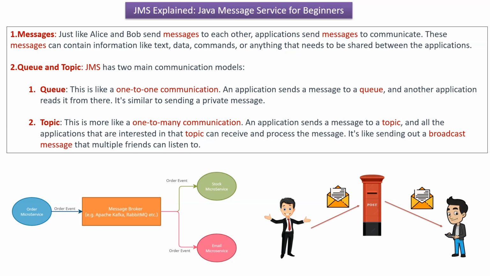And topic is like one to many communication. An application sends message to a topic, and all the applications that are interested in that topic can receive and process the message. It is like sending out a broadcast message that multiple friends can listen to.